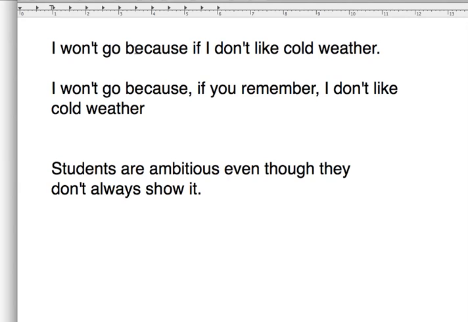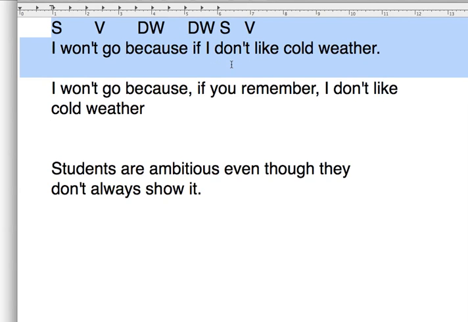Okay, you see that this first one doesn't make any sense. I won't go because if I don't like cold weather. Okay, we've got a subject, we've got a verb consisting of a root helper and root verb. Then we've got a because, which is a DW, and an if, which is a DW, and I is a subject, and root helper and root verb, don't like cold weather. Well, again, this doesn't make any sense because if I don't like cold weather, so that's not going to work for us. Okay, so this is not going to work in this sentence.